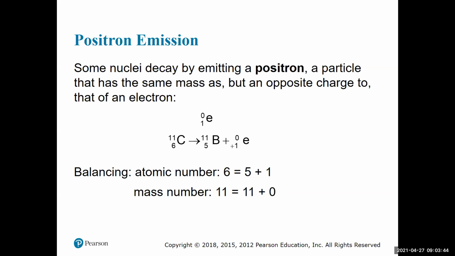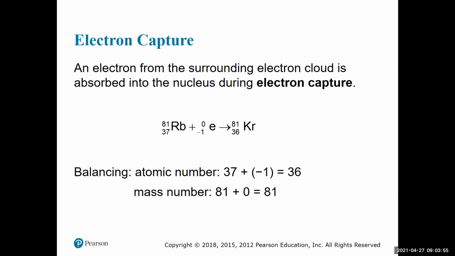You got to identify what type of emission or decay is occurring and what that means in terms of impact on atomic number and mass number. And then you need to figure out if that atomic number does change, what's the new element.